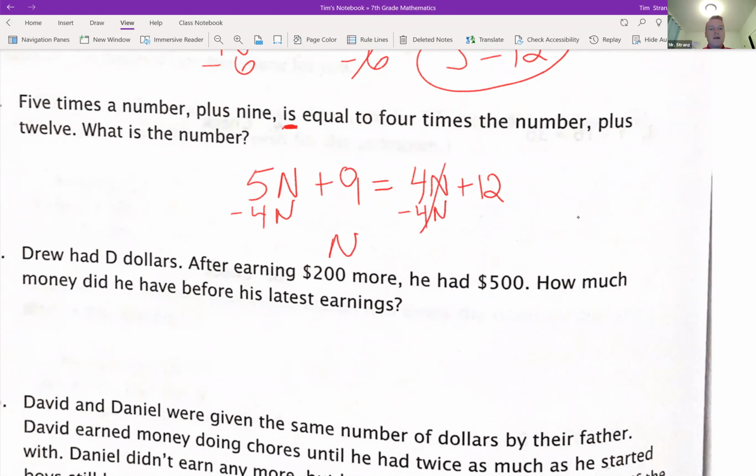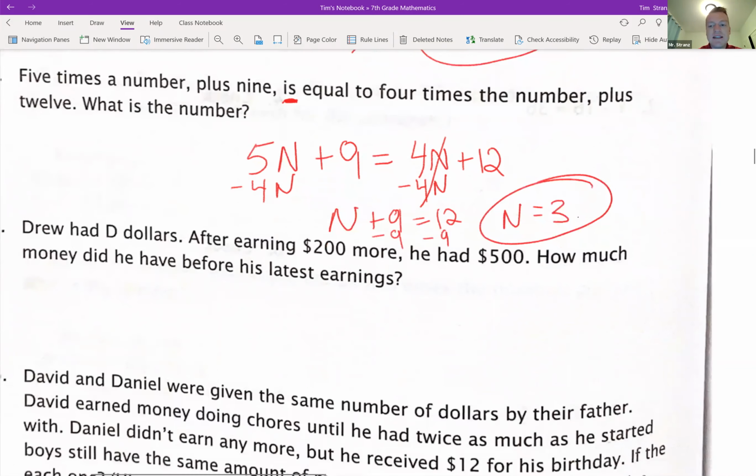I'm left with n plus 9 equals 12. To get n by itself, I subtract 9, and n equals 3. Okay. I'm going to skip number 15. I feel like you can do that.